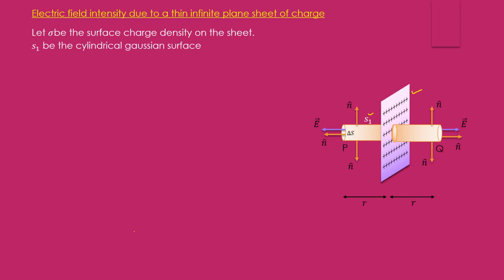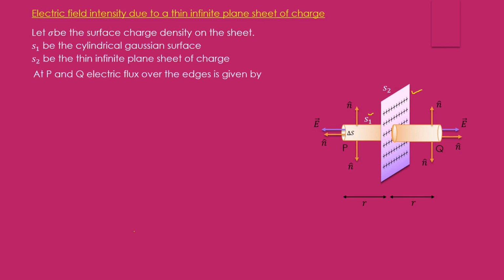Now the electric field due to this sheet will pass through surfaces 1 and 2, normal to surfaces 1 and 2. There are no electric field lines passing through this curved surface. So surfaces 1 and 2 will contribute to the electric flux. Let delta S be the surface area of these cross sections.